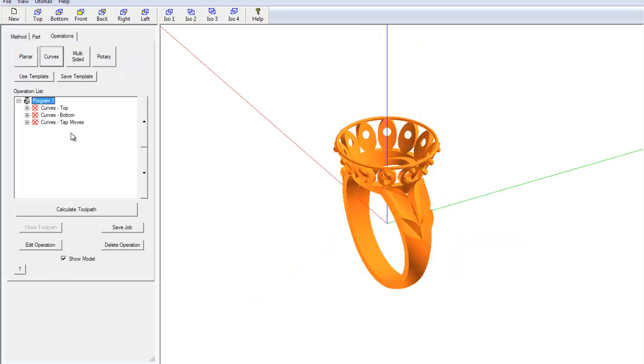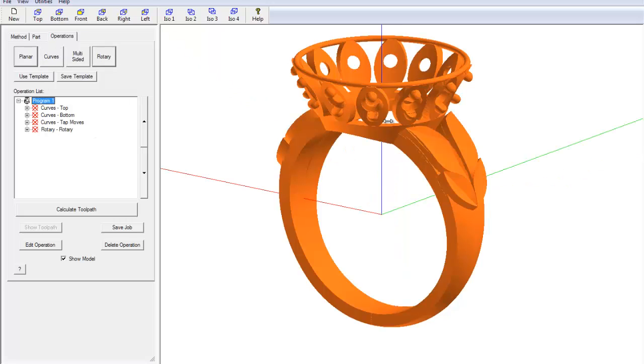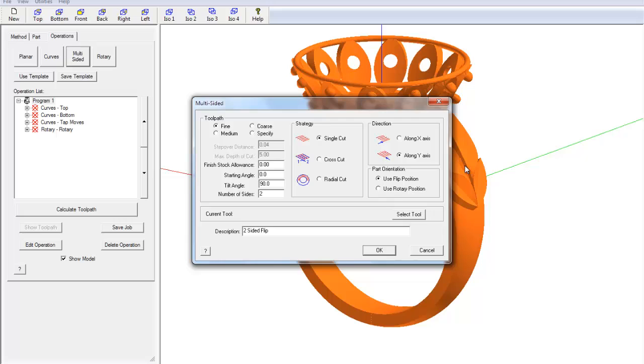Now, in the normal four-axis world, the next thing you would probably do is your two-sided flip. But in five-axis, the two-sided flip will eventually uncover the entire ring. We don't want to do that yet. We want to leave it as solid as we can for the longest period of time. So what we're going to do is a rotary operation right now. Normally you would go ahead and do your two-sided flip now and clean this out, but because we have these pieces under the head, we're going to do a special type of cutting operation.